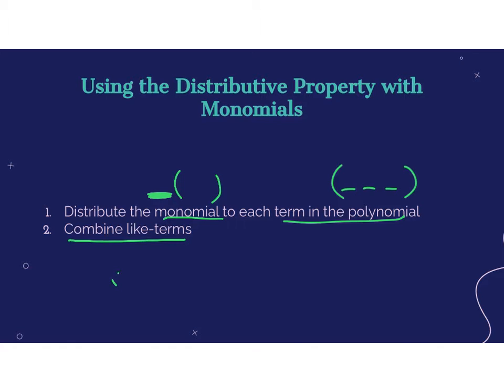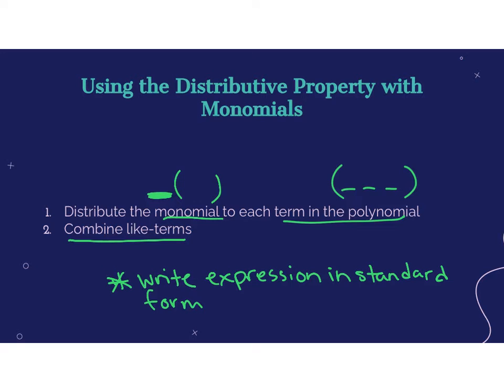It's always good to write it in standard form. So write your expression in standard form, which means you are starting with the largest exponent and decreasing from there to the smallest exponent, or the constant. Sometimes the last term is a constant, meaning it doesn't have a variable, or it's technically an exponent of 0.